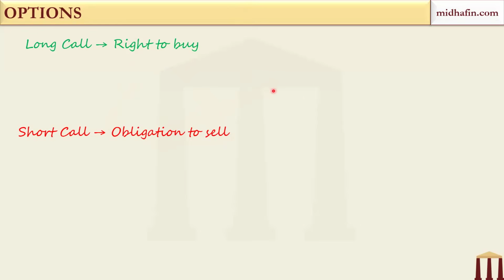What about long put? So long put gives the option holder the right to sell the asset at a predetermined price. As of now, we are not discussing American and European, the difference. As of now, we are just discussing options in general, because there is a specific difference with respect to when that right can be exercised. But as of now, we are just discussing the basic difference between call and put options and long and short positions. So long put has the right to sell.